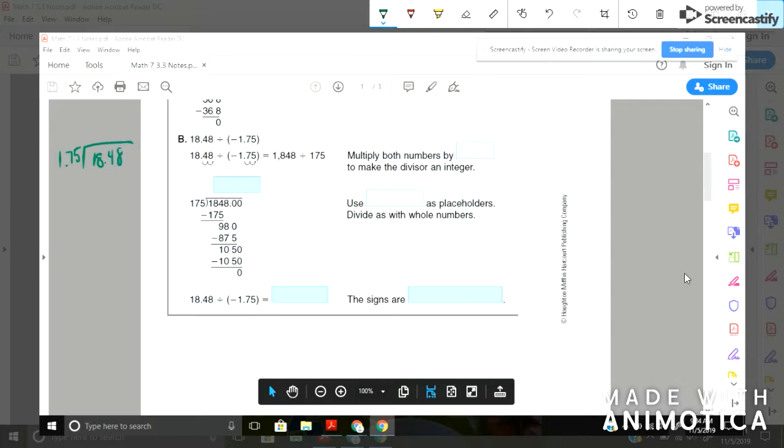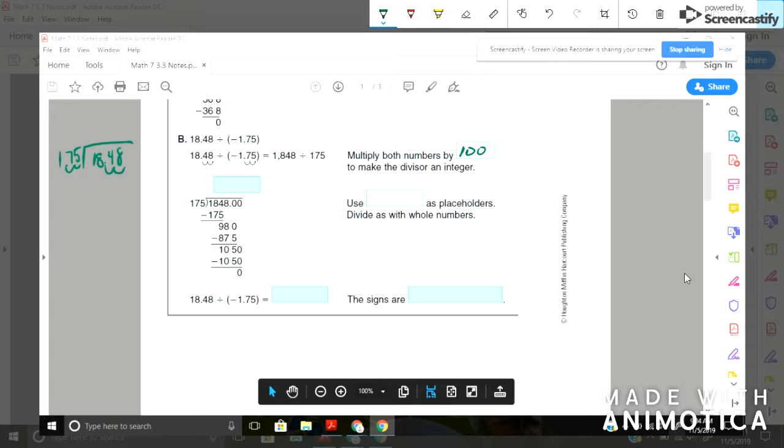Well, now you'll see I have to move my decimal 2 spots to the right. If I move it 2 spots to the right in my divisor, I also have to do that in my dividend. 2 spots here. In other words, moving my decimal 2 spots to the right is the same as multiplying by 100 to make my divisor an integer. 2 zeros, 2 decimal places. Okay, so let's 18.48 divided by negative 1.75 is the same thing as 1,848 divided by 175. Okay.